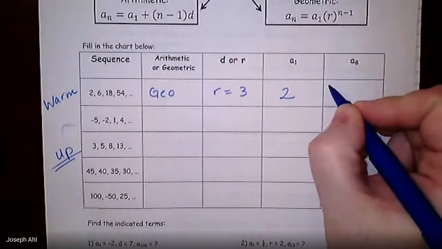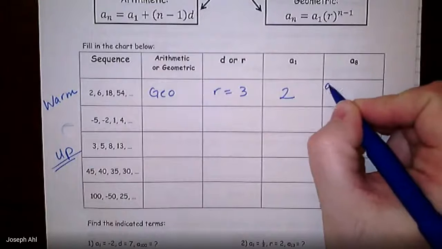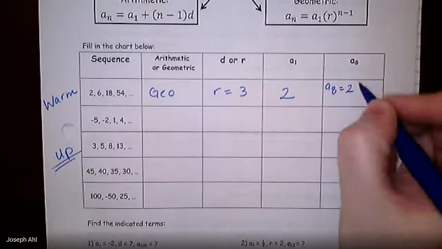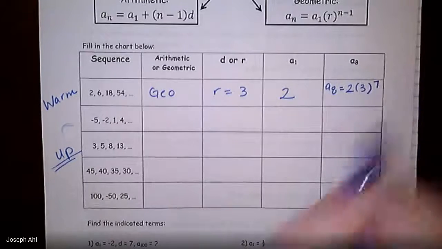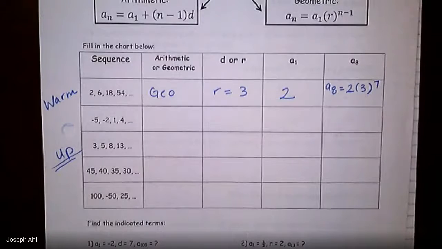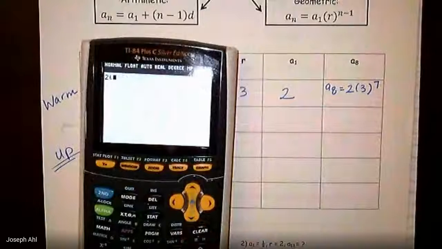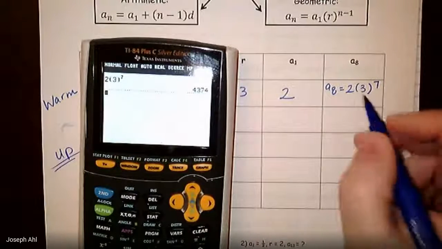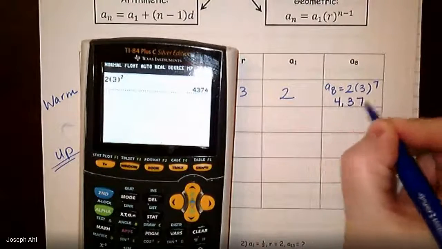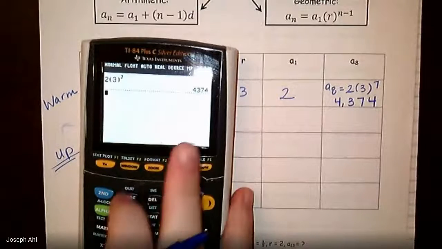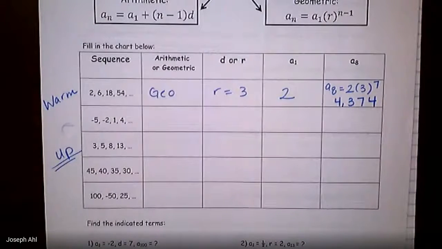So A8 would equal A1, which is 2, times the ratio 3 to the 7th power. And if we type that in the calculator real quick, 2 times 3 to the 7th is going to be an answer of 4,374. Okay. So we've got that taken care of.